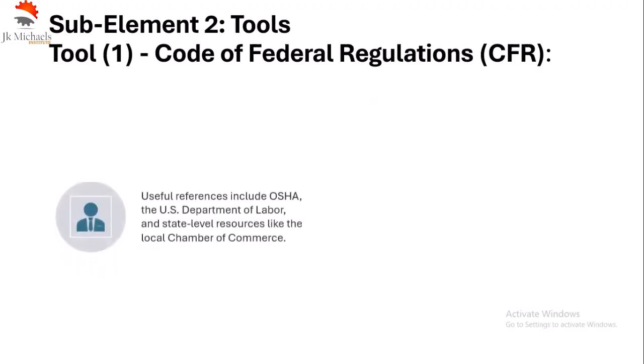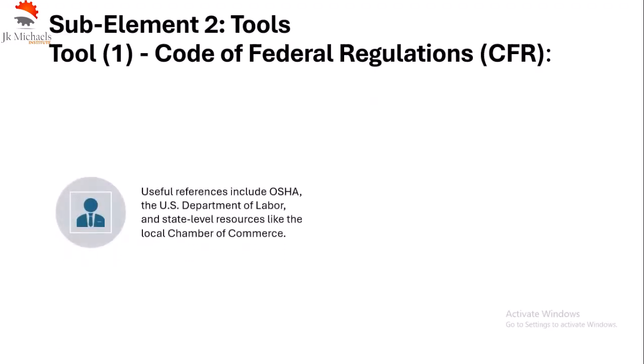Now, let's look at them. These are all regulatory codes and regulatory rules that help guide us on what to do. We have useful references like OSHA, the Occupational Safety and Health Administration. We have the U.S. Department of Labor, and state-level resources like the local chamber of commerce, and these can provide resources for regulation.